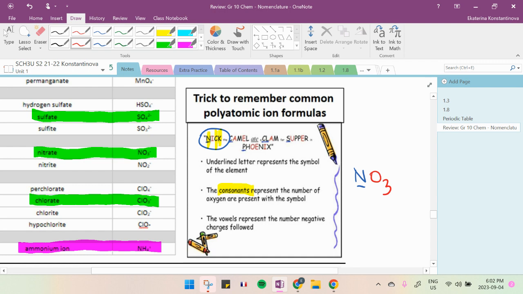Okay? Now the vowel in that word represents the number of negative charges that follow. So what is the charge of NO3? In this case, the I is the vowel, so our charge is -1, right? There's only one vowel there. And that's how you can use this phrase to remember some of your common polyatomics that end with 8.